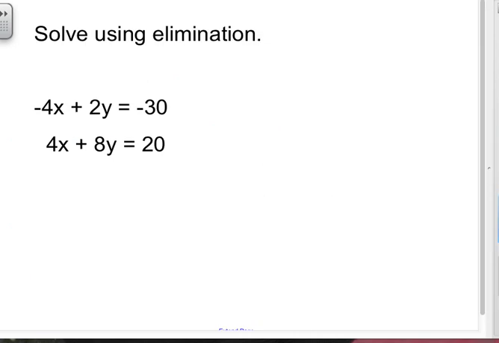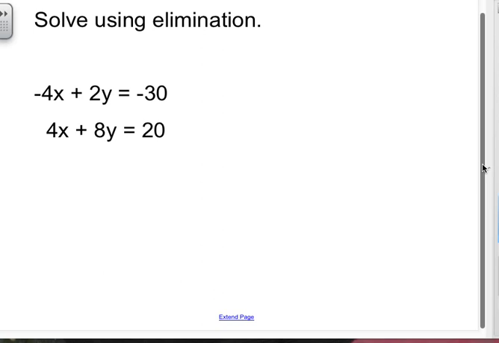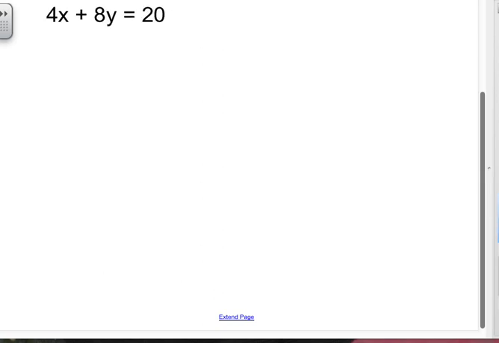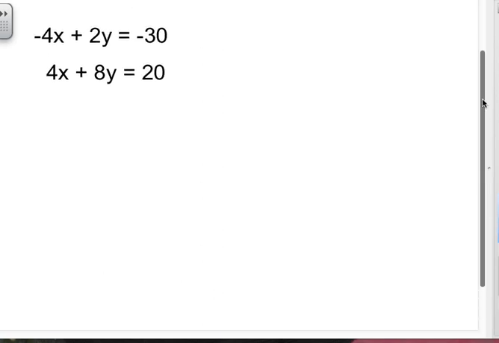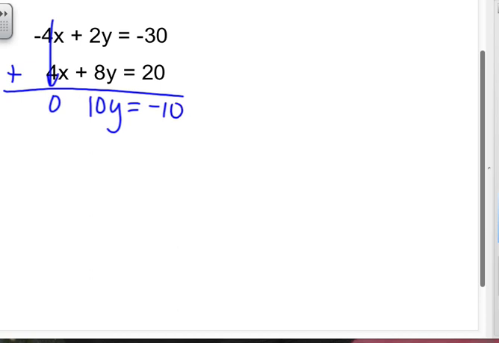Solve using elimination. Okay, as you can see, step 1 has been done for you. The equations have been stacked and lined up so that the terms match up. And I like what I see. Do you see what terms are going to eliminate? I do. We're going to put these things together. A minus 4x and a positive 4x right here, that makes a 0. They eliminate. Okay? I've got a positive 2y and a positive 8y. That's going to make 10 y's. And I've got a negative 30 and a positive 20. That makes a negative 10 when I put them together.